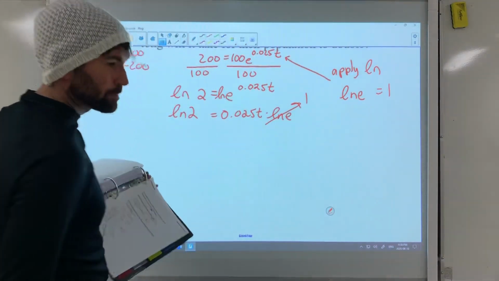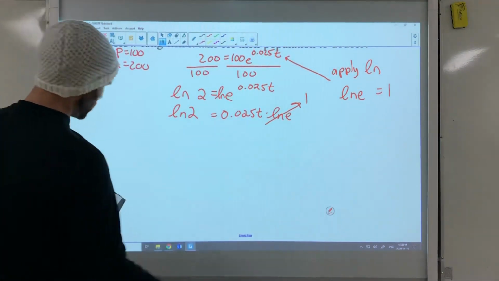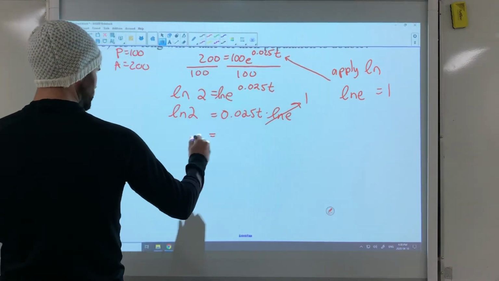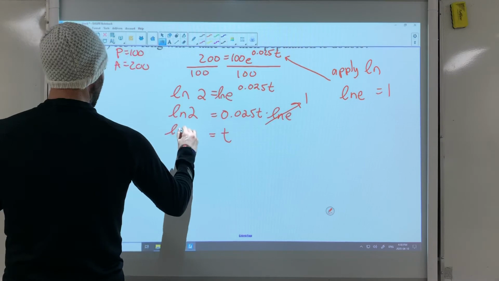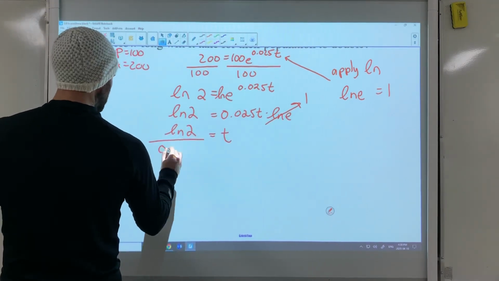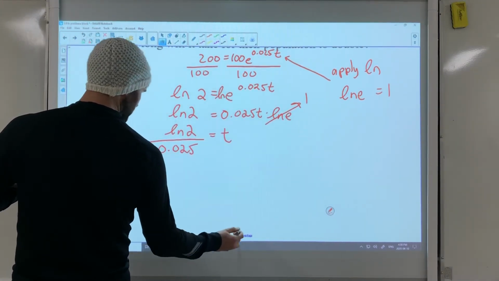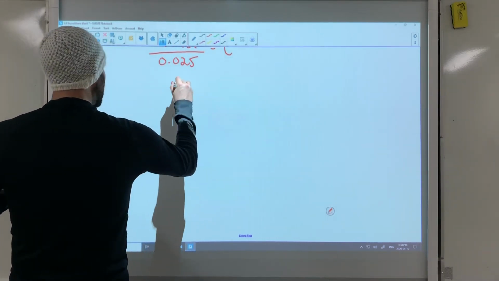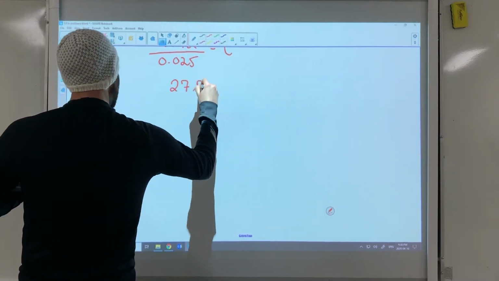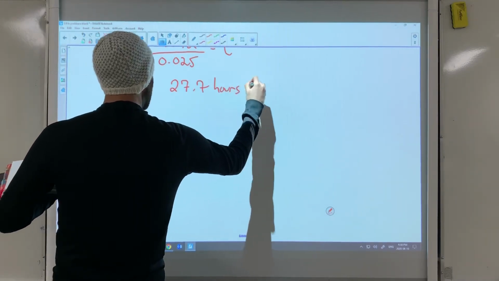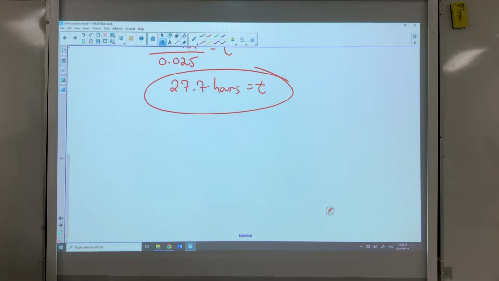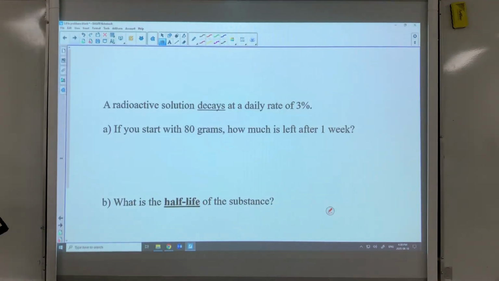These usually show up on the non-calculator part, sometimes, not always. But anyways, divide both sides by 0.025. So you're going to have ln 2 divided by 0.025 equals t. When you pop it in on your calculator, you get 27.7 hours. Don't forget your units or you'll lose half a mark. All right, we're making great time.